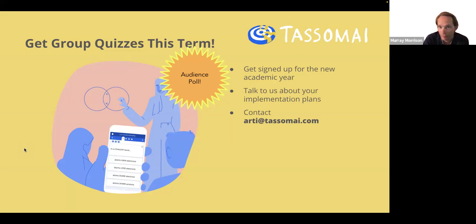And Key Stage 3, we do have Key Stage 3, which schools get a lot of use out of. I should say as well, group quizzes are available for all levels in all subjects. So it's not restricted to just science and English or just Key Stage 4 and so on.